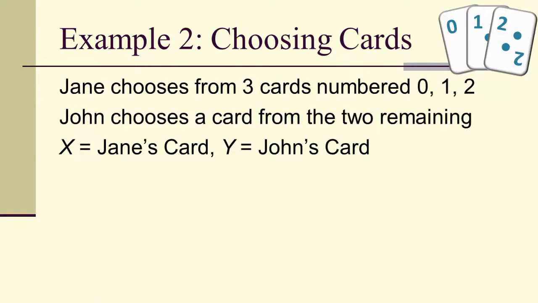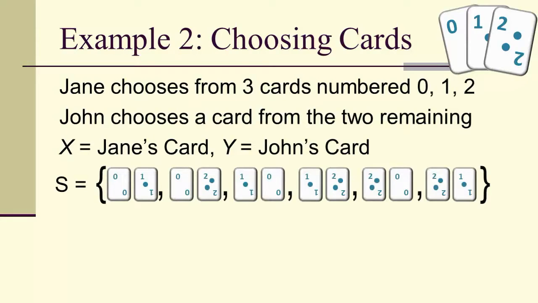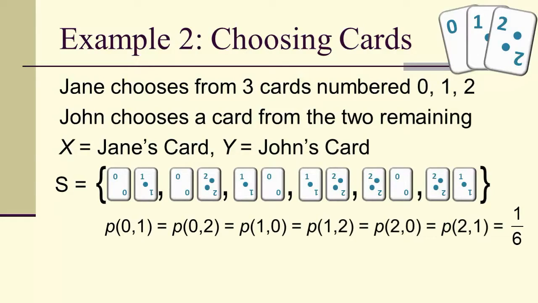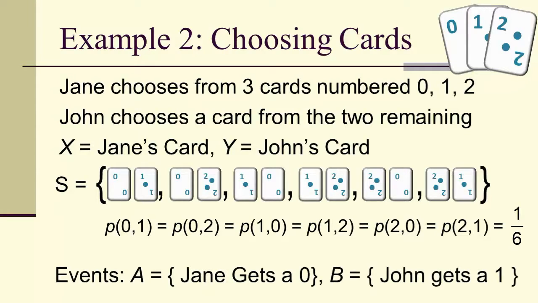So Jane chooses from 3 cards numbered 0, 1, 2, and then John chooses a card. So capital X will be Jane and capital Y will be John. And our sample space looks like this. The probability of each event in the sample space is 1/6 because each of these events is equally likely. So our events will be A, Jane gets a 0, and B, John gets a 1.